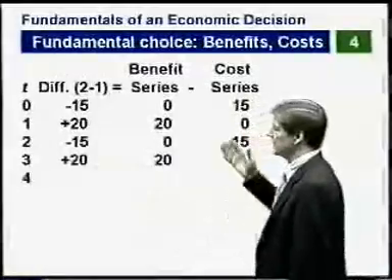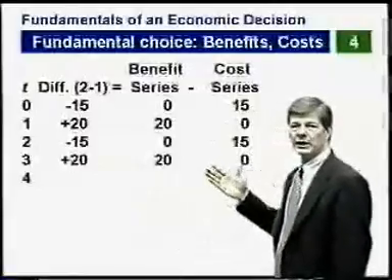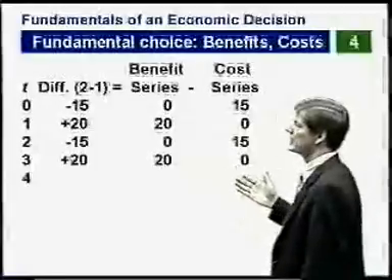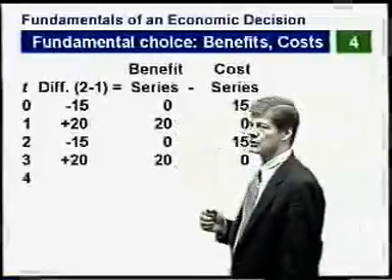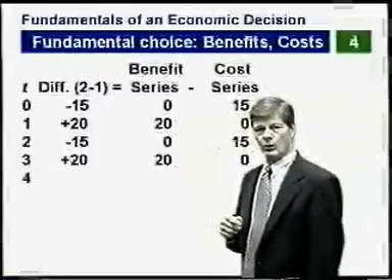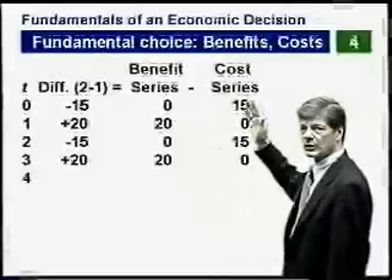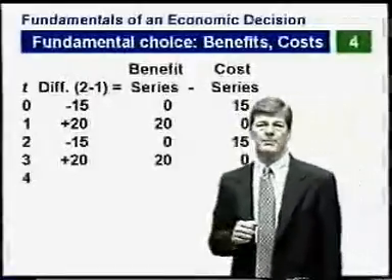Now, in the choice between the benefits and the costs here, what we have are 2 vectors of numbers. And we've got to decide: would I prefer to have $20 at time 1 and $20 at time 3, or would I rather have $15 at time 0 and $15 at time 2?